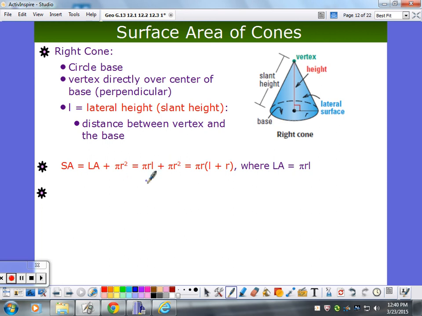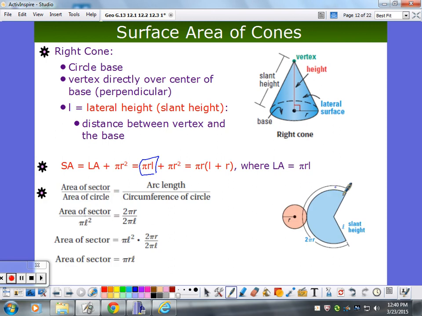What is the lateral area? It's pi r l. We could go into this. It all has to do with finding the sector area of a circle. So this one is online if you kind of want to work this through. For now, I think it's too much. So you're going to take me on faith here. Pi r l is the lateral area. It's the ice cream cone, right? And the lid is, of course, pi r squared. I factored out the pi r to get that l plus r.